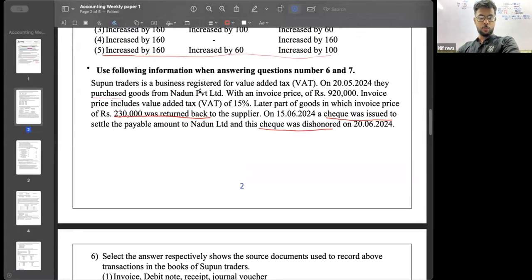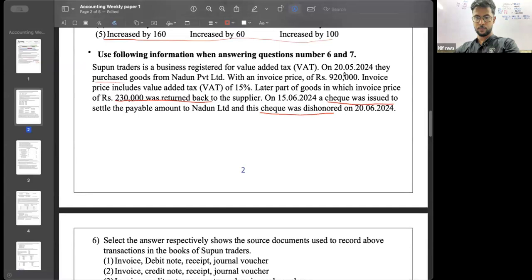Now, Supun Traders is basically purchasing goods. If we purchase goods, obviously, what is the source document? If we purchase goods, the source document is invoice. You guys know that. Okay. And then later part of the goods in which invoice price 230,000 was returned back. So you are returning back. So is it sales return or purchase return? It's purchase return, right? So if it is purchase return, what is it? It's debit note, isn't it?